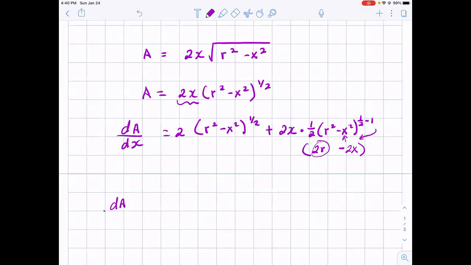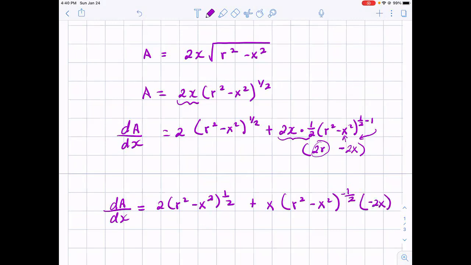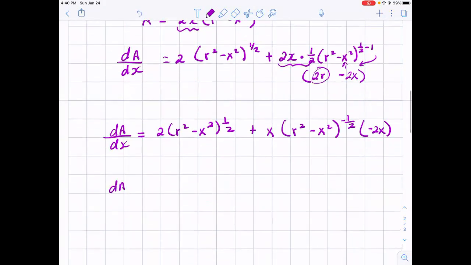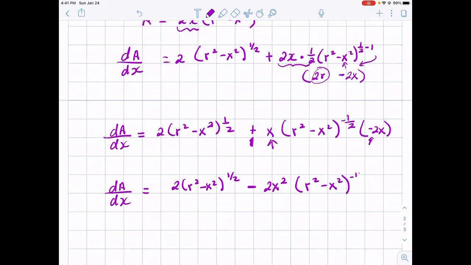So finally we have dA/dx is equal to 2 times r squared minus x squared to the 1/2 power, plus, if you multiply 2x times a half, that just becomes x. Then we have r squared minus x squared to the power of 1/2 minus 1, which is negative 1/2, times this minus 2x. Simplifying again, dA/dx is equal to 2 times r squared minus x squared to the 1/2. This positive and this negative become negative, and the x times the 2x becomes 2x squared, and we have r squared minus x squared to the negative 1/2 power.